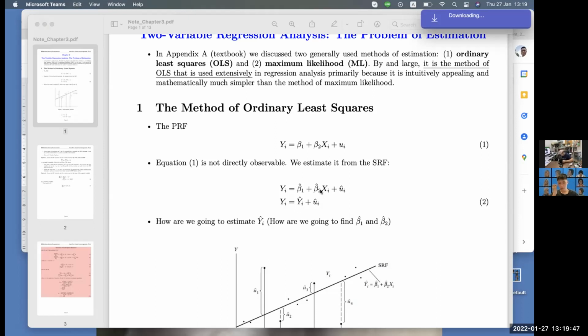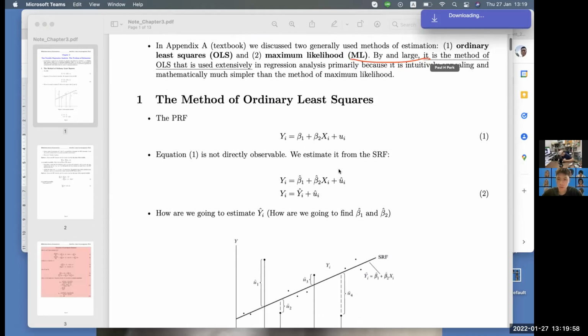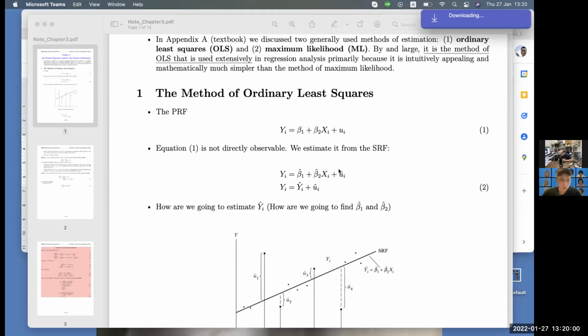All right, so it says in Appendix A, two variable regression analysis, the problem of estimation. Okay, so the goal is estimating, right? Two methods of estimation, ordinary least squares, OLS, and maximum likelihood, ML. Okay, do you know what OLS and ML are?